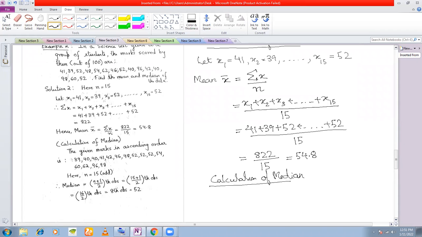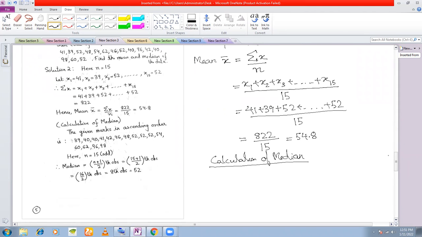And median, remember, the first thing that you do in median is to arrange the given observations or the marks in ascending order from the lowest to the highest. The lowest among the observations is 39. Next is 40, but you have 40 twice, so you'll write 40 twice. And then the next highest is 41, and then 42, 46, 48.